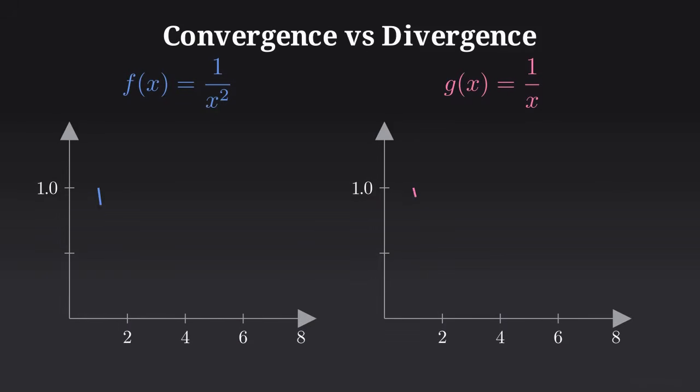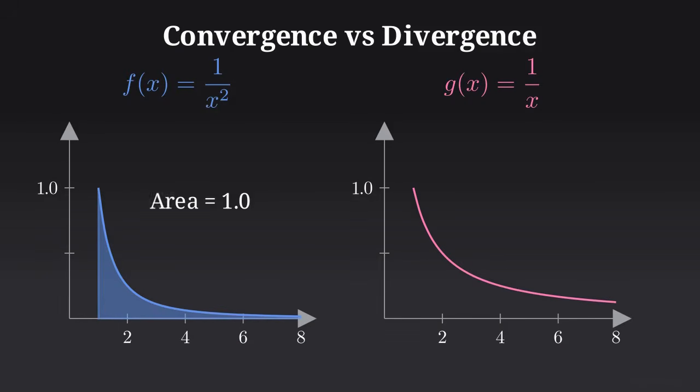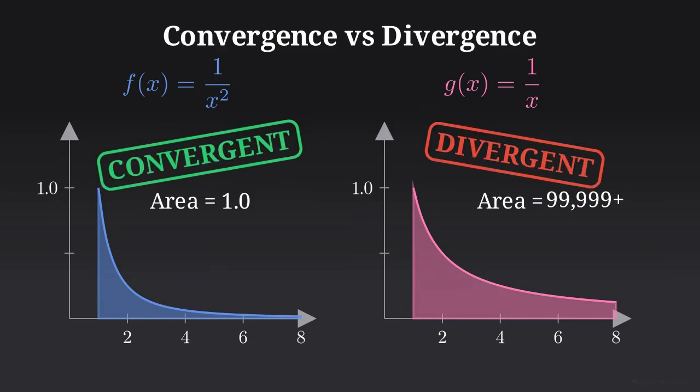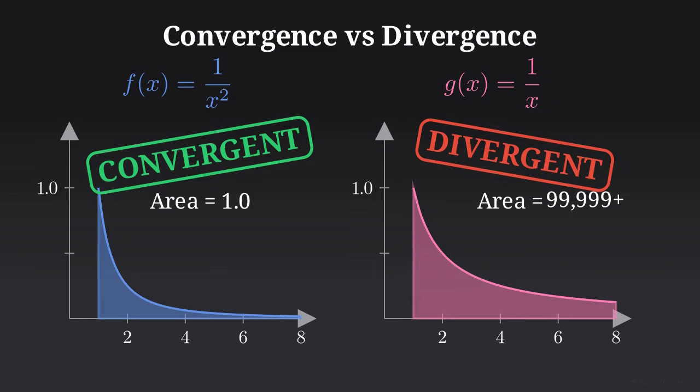Keep in mind that not every infinite shape is finite. While 1 over x² converges to 1, the area under 1 over x grows forever. Only the limit test tells us which is which.